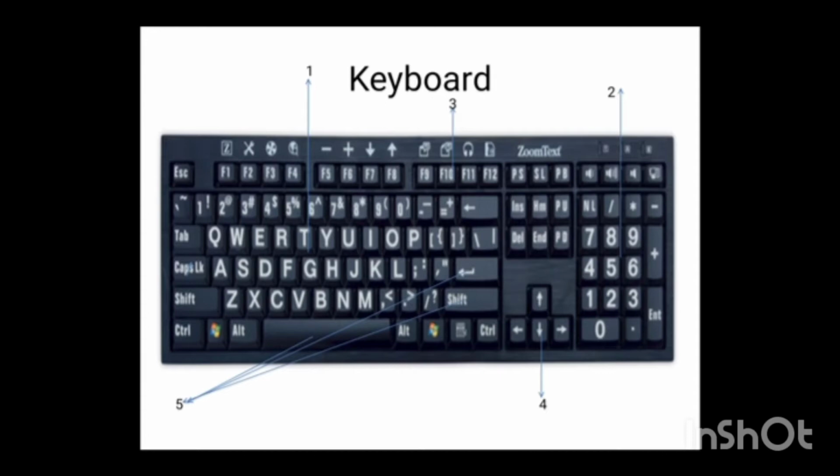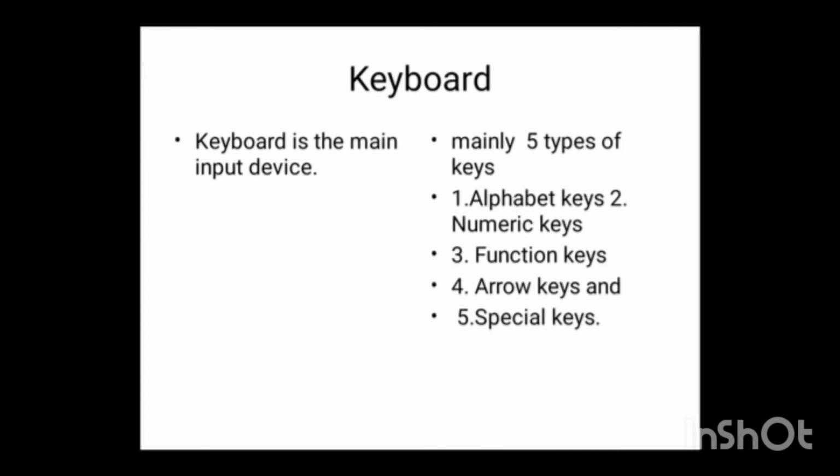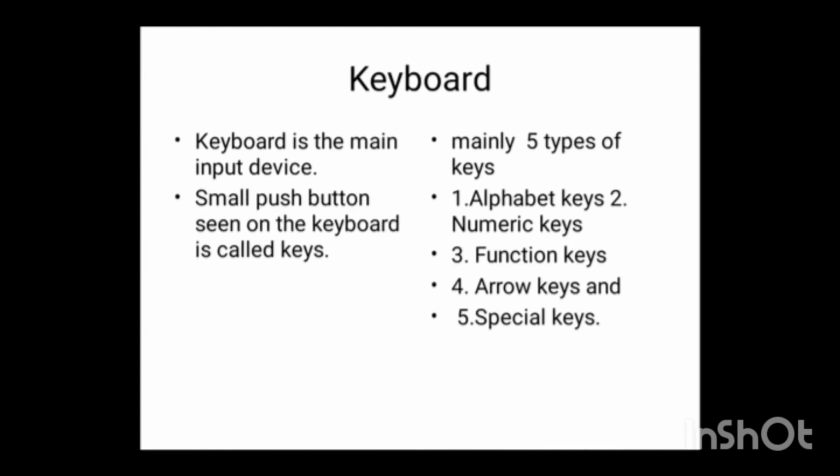See, we can see different types of keys on the keyboard, isn't it? There are 5 main types of keys. That is alphabet keys, numeric keys, function keys, arrow keys and special keys. Okay, keyboard is the main input device. Small push button seen on the keyboard is called keys. There are 104 keys on the keyboard.